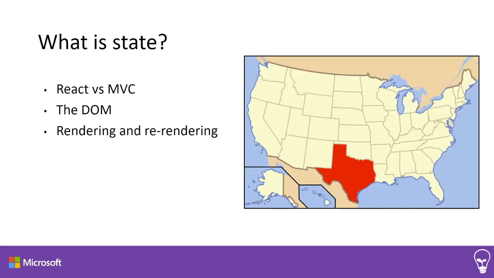So what is state? Not like the United States. State is a way that React can store variables inside a component. React doesn't work like other common patterns you may be used to, like MVC. In React, the DOM and the state are all very intertwined. So what is visible on the screen is the model and also the view and also the controller.